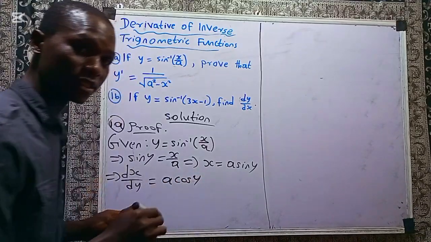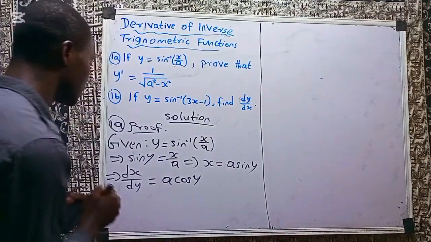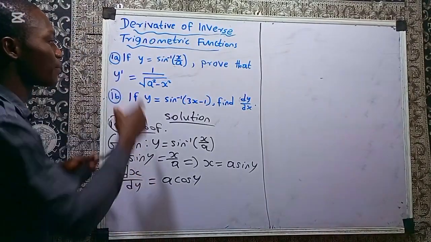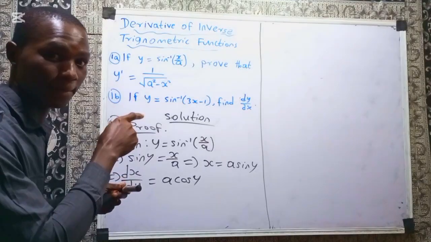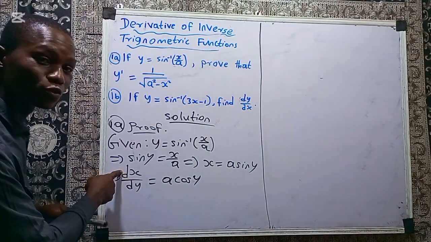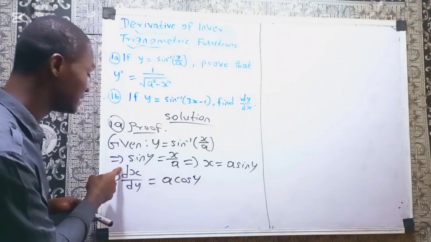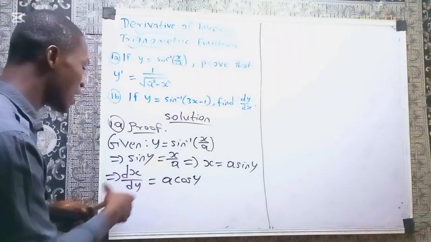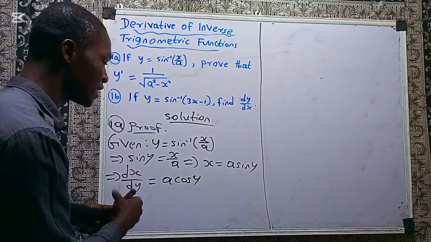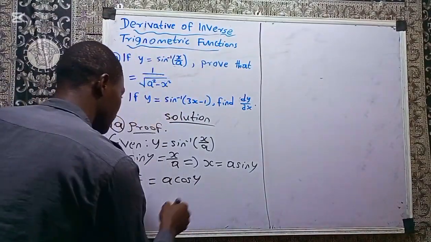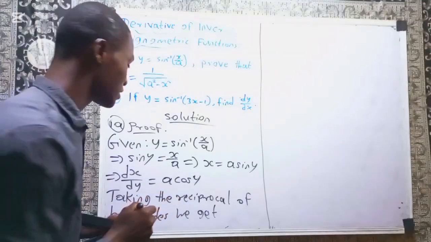A cosine of y, right? But we are looking for y prime. y prime is dy/dx, right? We are looking for dy/dx. But what we have here is dx/dy, which is the opposite, right? So how do we return it to dy/dx? You take inverse of both sides or reciprocal of both sides. So we take reciprocal of both sides.